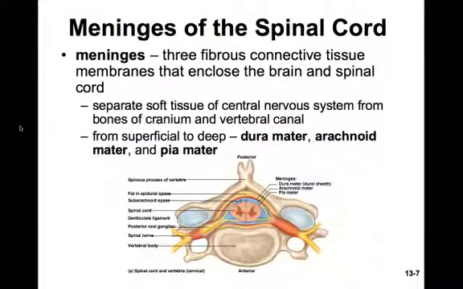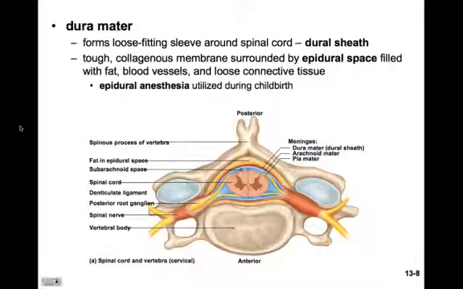The spinal cord and the brain are wrapped in 3 fibrous connective tissue membranes called the meninges, or singular, meninx. They separate the soft tissue of the central nervous system from the bones of the cranium and the vertebral canal. From superficial to deep, they're called the dura mater, the arachnoid mater, and the pia mater. The dura mater forms a loose-fitting sleeve around the spinal cord, or a dural sheath. This dural sheath is about the thickness of a rubber glove.